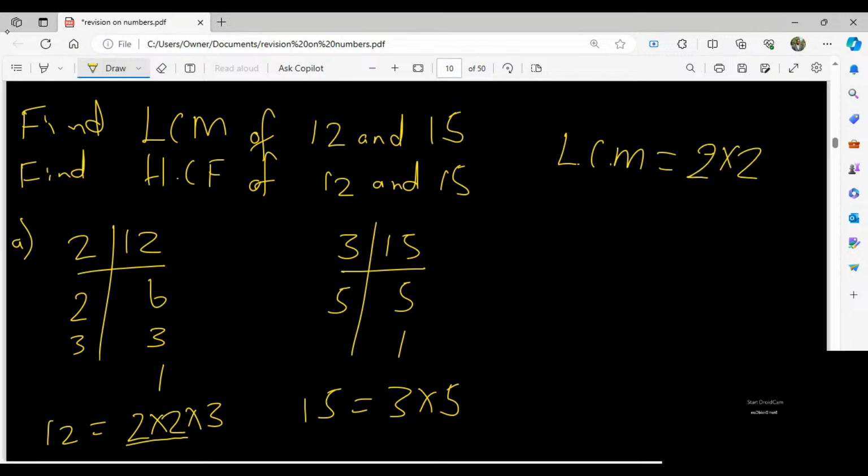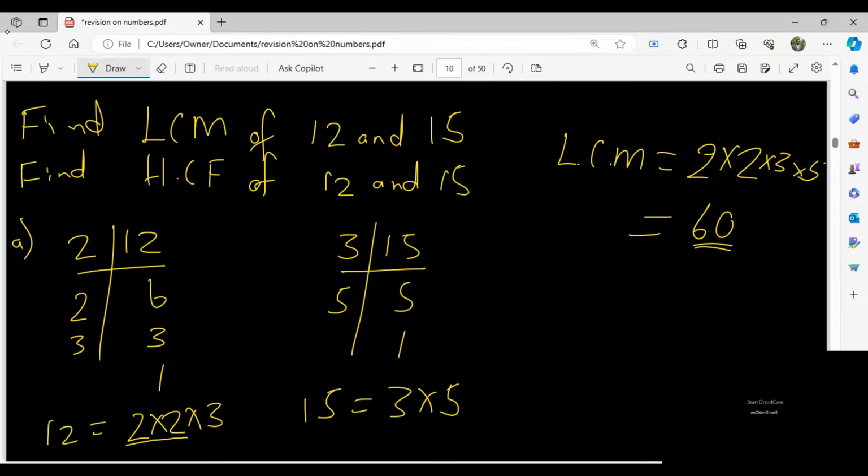Then the longest chain of 3s, both sides have got one 3. So we just write that one 3 like it is. The longest chain of 5, it's found here. We only have one 5 here. So the lowest common multiple would be 2 times 2 times 3 times 5, which will give us 2 times 2, that's 4. 4 times 3, 12. 12 times 5, 60. We return to the same answer which we worked out before.